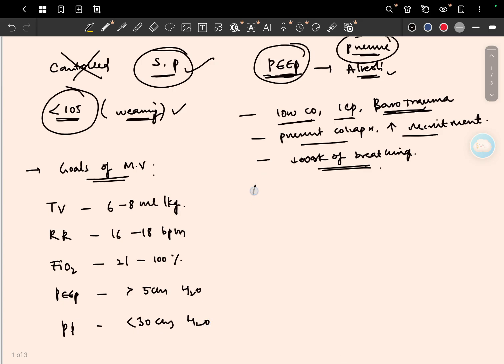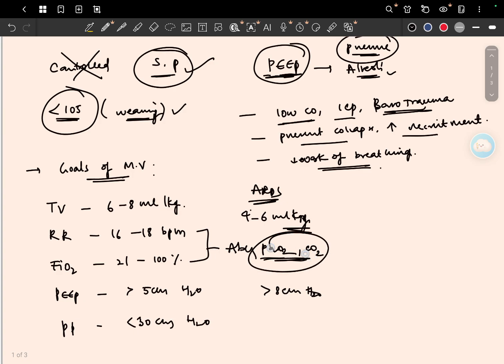In ARDS, however, tidal volume can be 4 to 6 ml per kg, and PEEP is greater than 8 centimeter H2O. Both of these are dependent upon ABG, like partial pressure of oxygen and partial pressure of CO2. So these are the goals of mechanical ventilation.